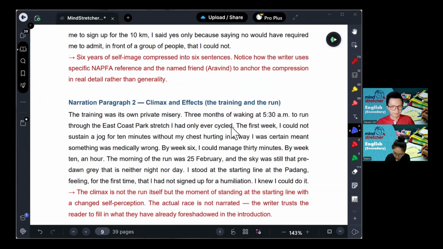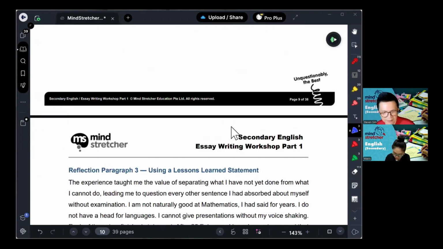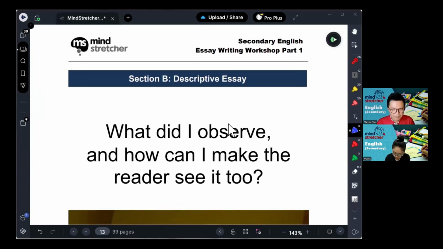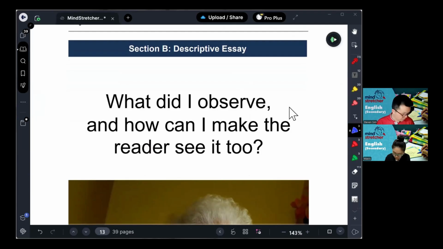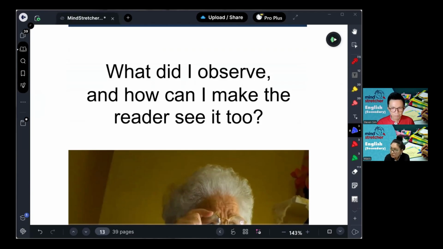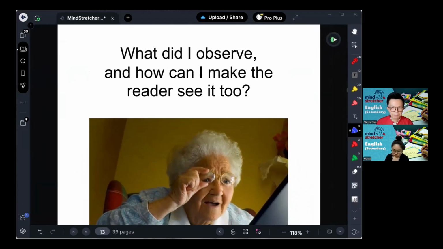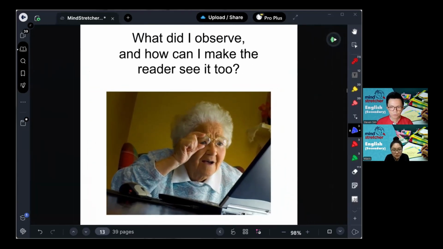We're done with that. Okay, so let's look at the next type of essay. The next type of essay that we are dealing with tonight is the descriptive essay. So for the descriptive essay, you think about it in terms of: what did I observe, and how can I make the reader see it too? So that's the descriptive essay.